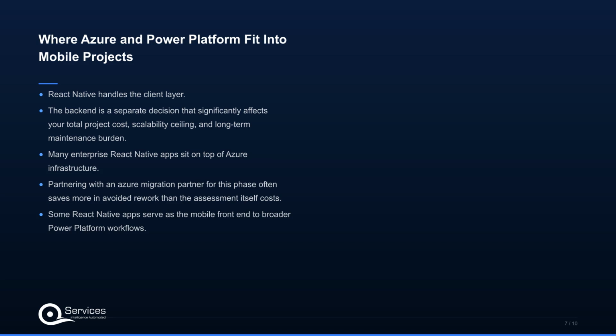If your organization already uses Microsoft infrastructure, this cuts integration time considerably and gives your security team a familiar compliance surface. An Azure architecture review before development begins can identify whether existing on-premise systems need Azure app modernization work before they can support a mobile integration layer. Partnering with an Azure migration partner for this phase often saves more in avoided rework than the assessment itself costs. Teams migrating from on-premise data to cloud-backed mobile backends benefit specifically from Azure Cloud Migration Services designed for phased transitions rather than big bang cutovers.